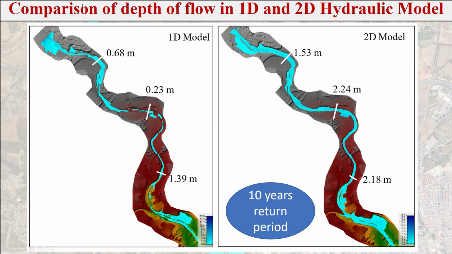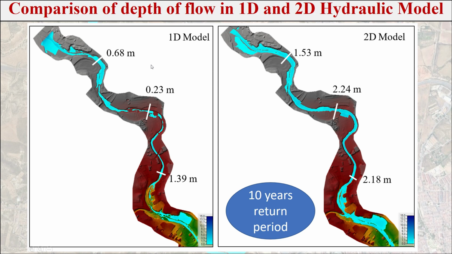Now I am going to compare the 1D and 2D hydraulic models in terms of depth of flow. For this, I divided the whole length of the river into 4 equal parts, and at the first, second and third portions, I calculated the depth of flow from the RAS-Mapper. In both the 1D and 2D models, the depth of flow was calculated at the same sections and compared. This is for the 10 years return period flood.